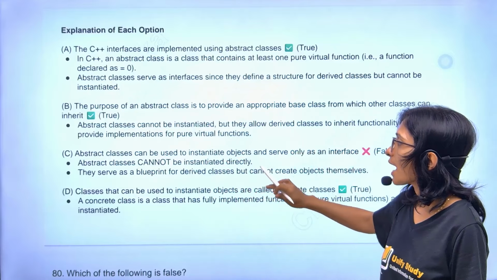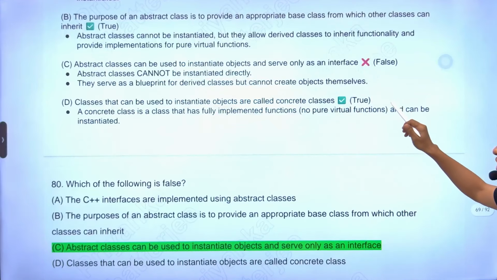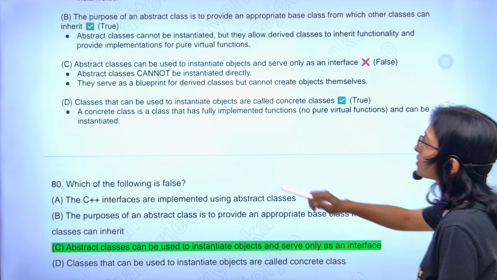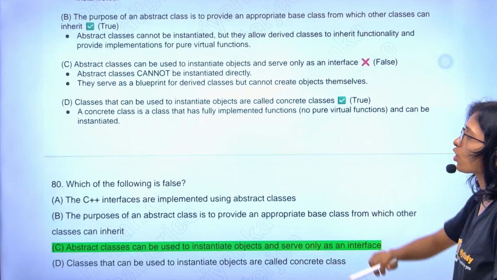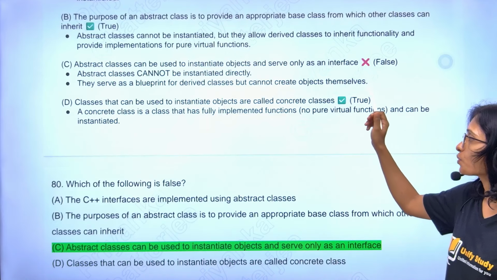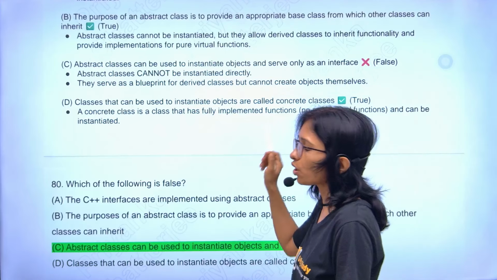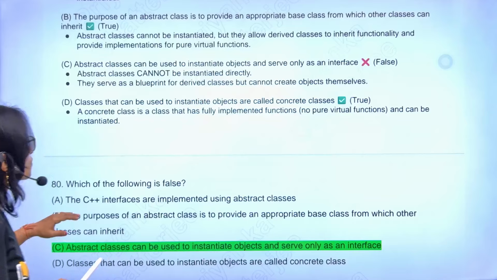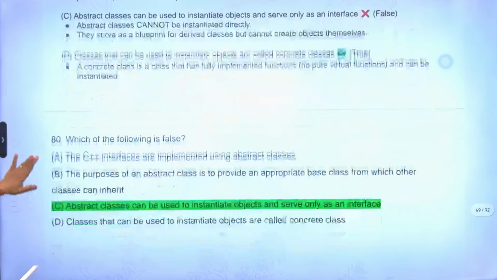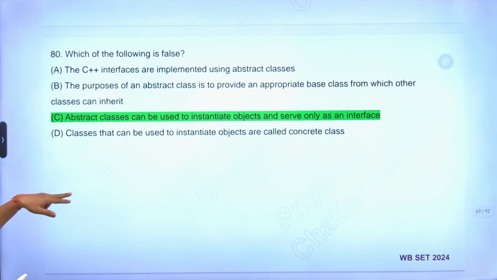Next one, C: an abstract class can be used to instantiate objects and serve only as an interface. It is not possible, because an abstract class cannot be instantiated as there is a pure virtual function, right? They serve as a blueprint of the derived class but cannot create an object by themselves. That's why option C is wrong here. This is false. So option C is the correct answer. Next one, option D is correct. So your answer is option C. Okay.